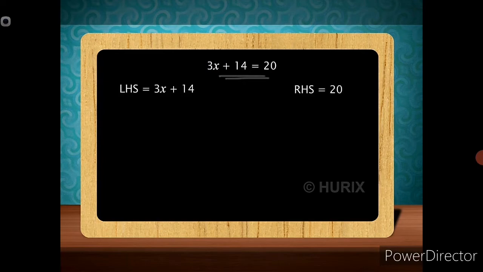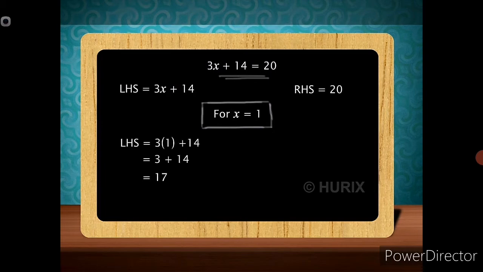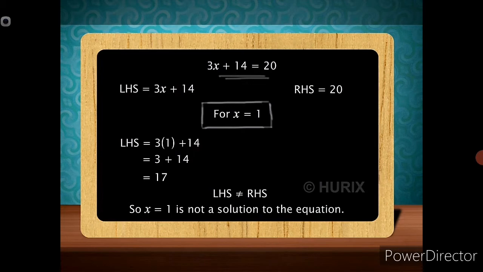Let's take another example. In this equation, we do not know the value of x. So, we'll start by checking whether x equals 1 is the solution of this simple equation. First, separate the left and right-hand sides. Next, substitute the assumed value of the variable on the left-hand side. As the left and right-hand sides are not equal, x equals 1 is not the solution to this equation.